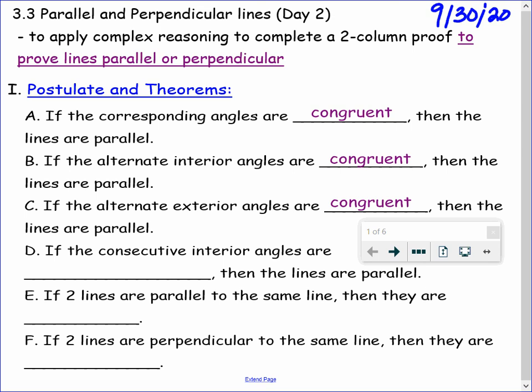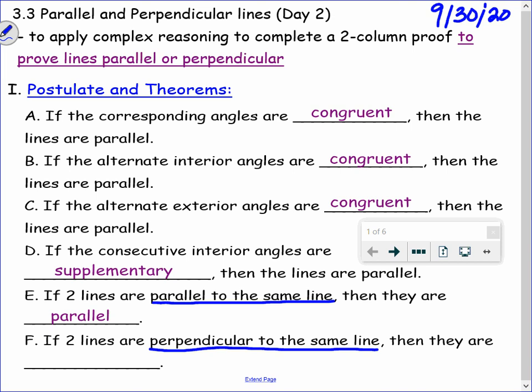If the consecutive interior angles are supplementary, then the lines are parallel. If 2 lines are parallel to the same line, and I'm going to underline that, if 2 lines are parallel to the same line, then they're going to be parallel to each other. And F, if 2 lines are perpendicular to the same line, then they can be proven parallel to each other.